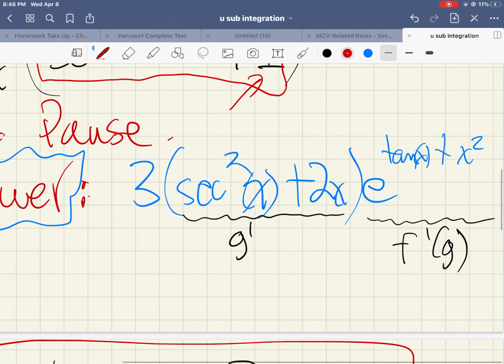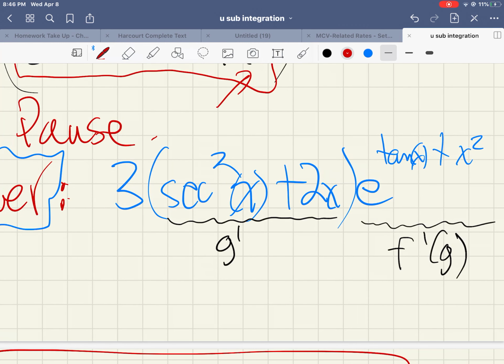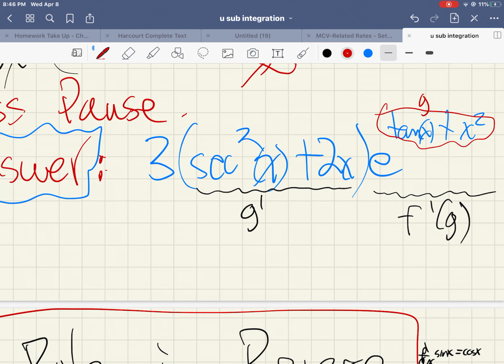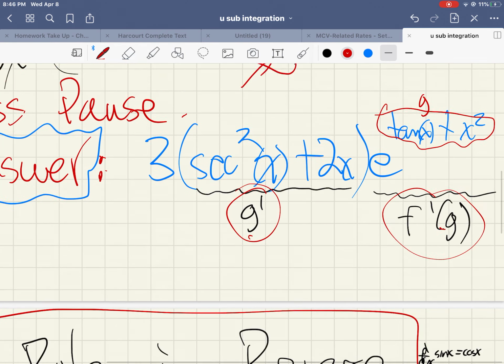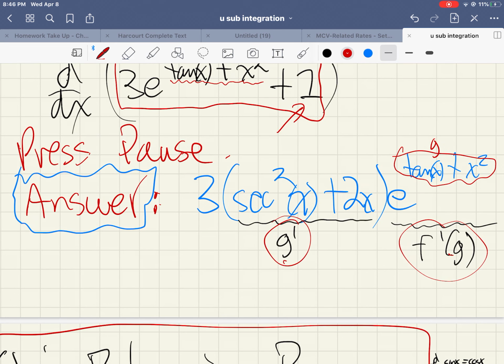Okay, hopefully you spent some time working through that. I'm going to give you the answer. It's right here. So you could see that, in fact, that was g of x. That's your inside function, and then your outside function is e to the g, or e to the tan x plus x squared. Okay. So you'll notice, again, the derivative is always g prime times f prime of g. So inside derivative times the outside derivative. Or it could be outside derivative times inside derivative. Okay, so that is the chain rule in function notation. That's going to be very important as we move into integration by substitution.